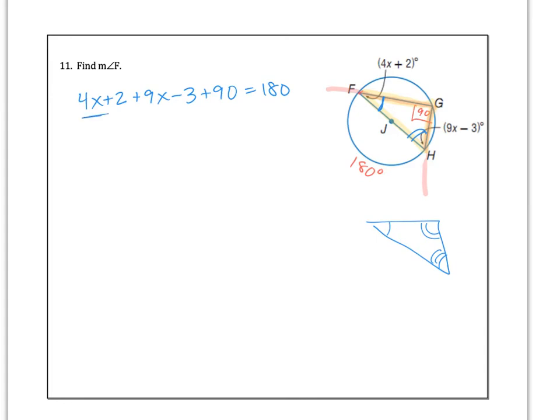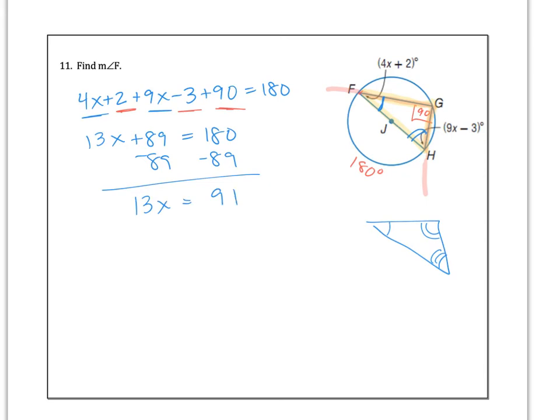Okay, so combine your like terms. 4x and 9x is 13x. And then we have 2, negative 3, and 90. And I think that is 89. And then equals 180. Subtract 89. And you get 13x equals 91. Divide by 13. And x equals 7. But we are not done.